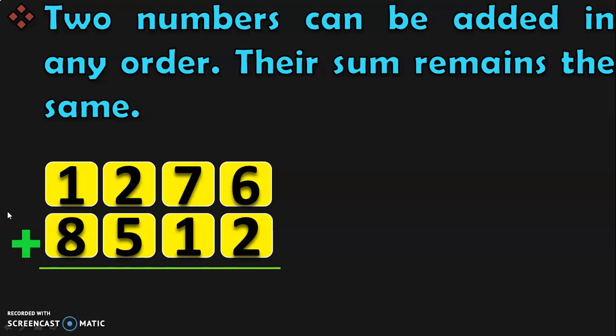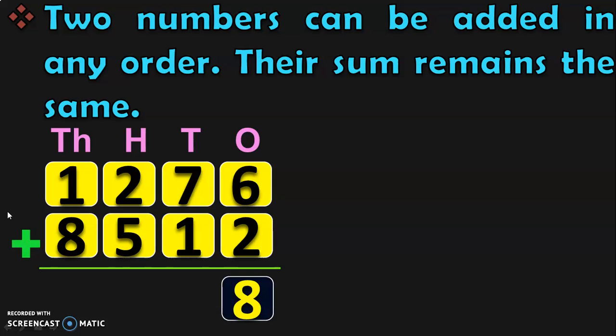Here we have two 4-digit numbers, 1276 and 8512. We are going to add these two 4-digit numbers. So first write down the place values and begin the addition from the ones place. 6 plus 2 will give you 8. 7 plus 1 will give you 8. 2 plus 5 will give you 7. And 1 plus 8 will give you 9.